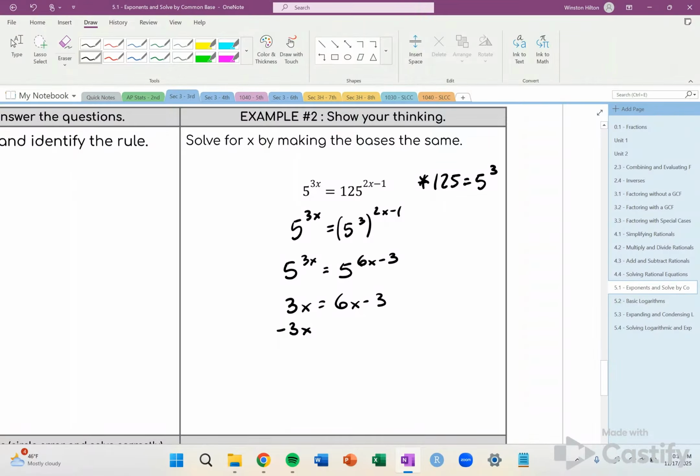Subtract 3x on both sides. 0 equals 3x minus 3. Let's add the 3. 3 equals 3x. Divide by 3. And we find that x equals 1.